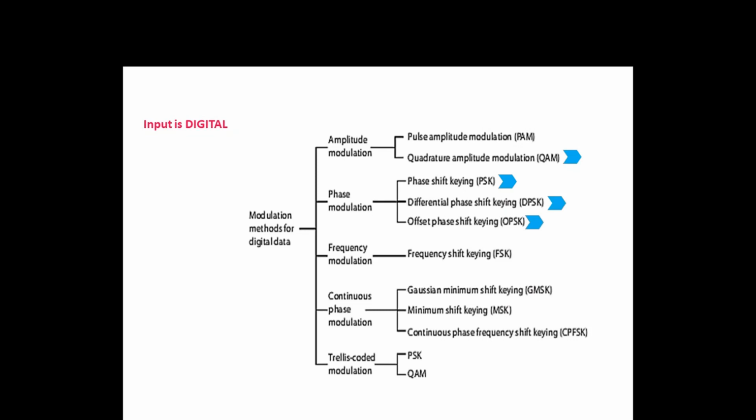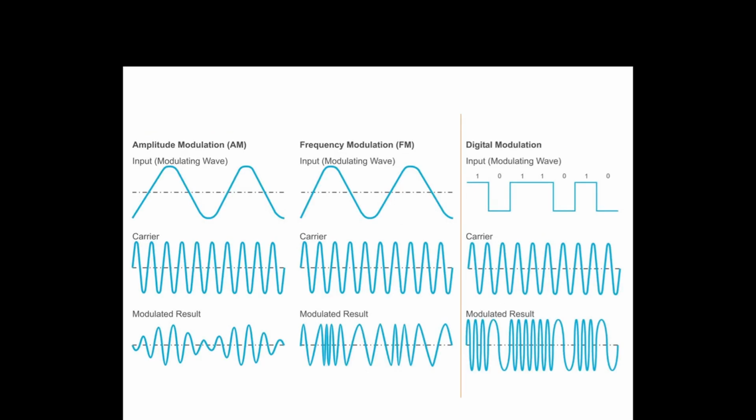Trellis coded modulation can be divided into two types: PSK, that is phase shift keying, and the quadrature amplitude modulation method. This is the simple example for amplitude modulation, frequency modulation, and digital modulation waveforms. In the first one, we have the amplitude modulation. The simple concept is that the amplitude varies with the message. In the AM waveform, the amplitude of the modulated signal varies with respect to the message signal.